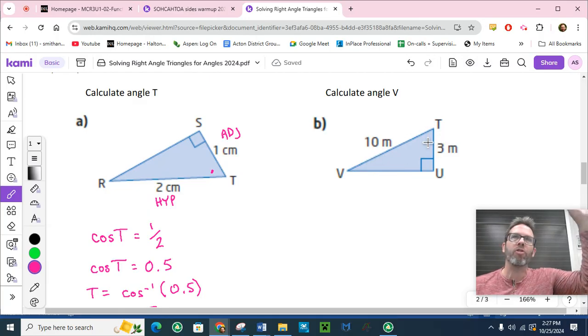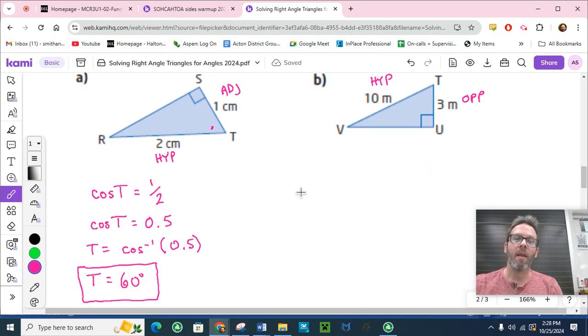Somebody different, what ratio do you use for finding V, angle V in the second one? What do you think, Julian? You think sine as well? You're correct. Hypotenuse, opposite. Now, I'm going to show you guys what I would consider to be minimum work here. I want to see which ratio you're using. We're using sine. The sine of angle V is equal to 3 over 10.